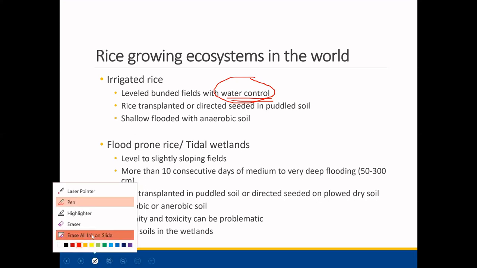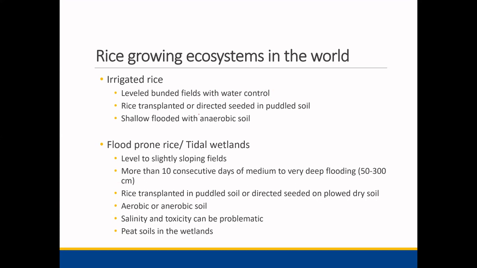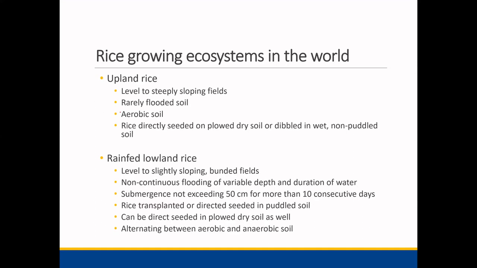And rice is transplanted or direct seeded in the puddled soil. Again, you have water, so you can do puddling, and then you can transplant or direct seed. And it is shallow flooded with anaerobic soil. If you continue to maintain the water level, then you will keep the soil under anaerobic conditions. But in rain-fed rice, you will sit between aerobic and anaerobic conditions.